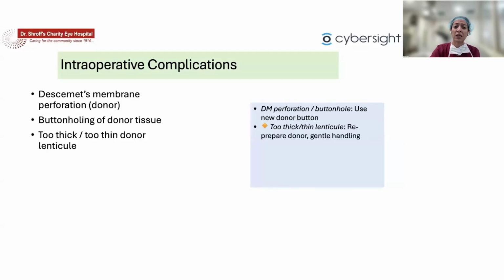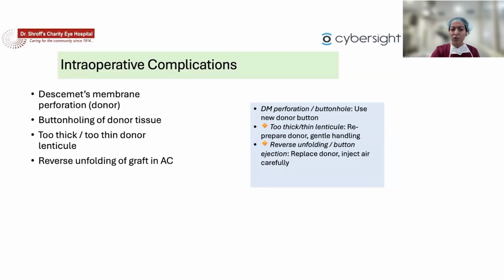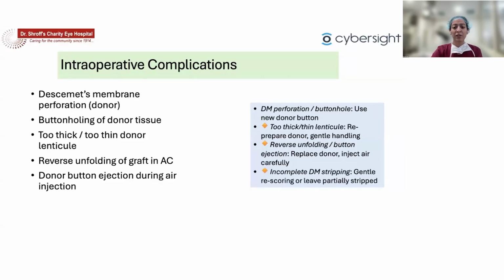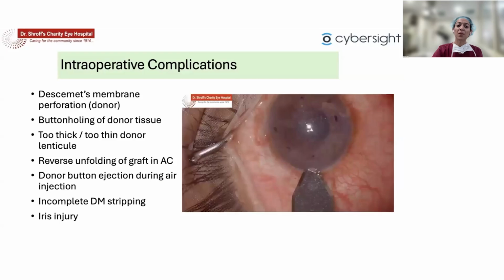If it's a too thick or too thin donor lenticule, you may need to either re-prepare the donor or be very gentle with the handling. If there's a reverse unfolding of the graft in the AC, you may have to replace the donor and inject air carefully. The donor button ejection can happen during air injection, and that's why it's important to secure it with a suture and then proceed with the rest of the tissue maneuvers. You can have an incomplete DM strip or an iris injury.